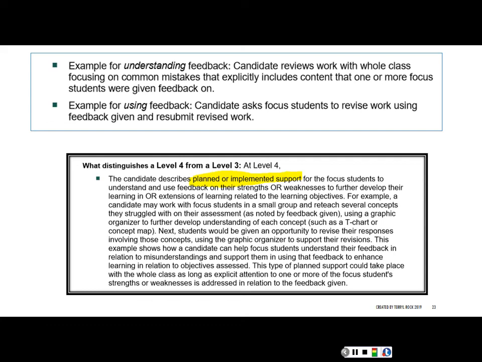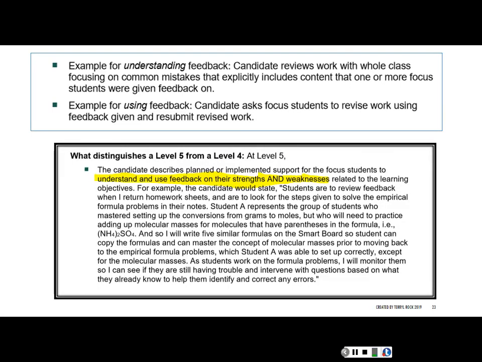Now here it says how to go from a 3 to a 4. At a 4, candidate may work with focus students in a small group and reteach several concepts they struggled with on their assessment, using a graphic organizer to further develop understanding of each concept, such as a T-chart or concept map. Next, students would be given an opportunity to revise their responses involving those concepts, using the graphic organizer to support their revisions. And so that's an example of a 4. Notice that there was a lot of talk of supports, graphic organizers.